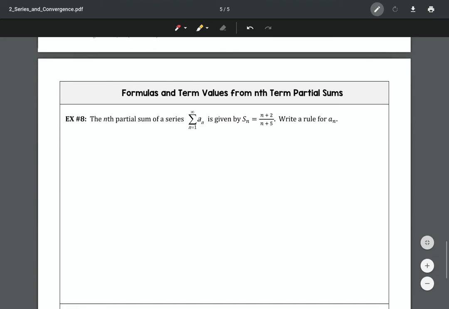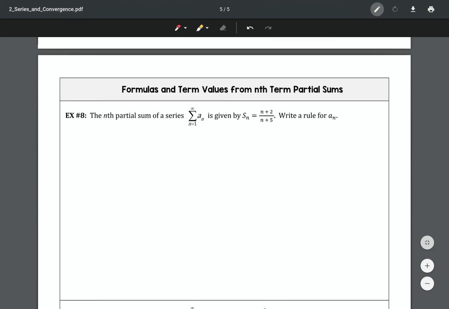Okay, let's go to the last part here. And we have formulas and term values for the nth term partial sums.